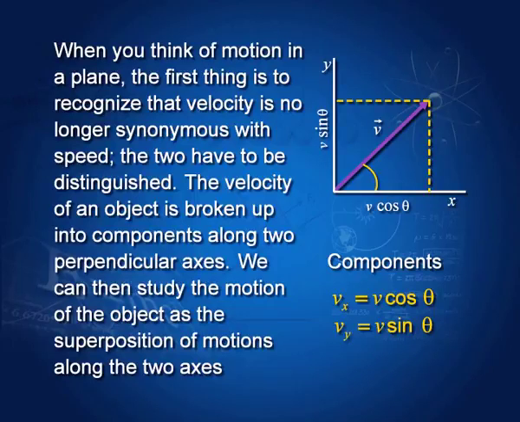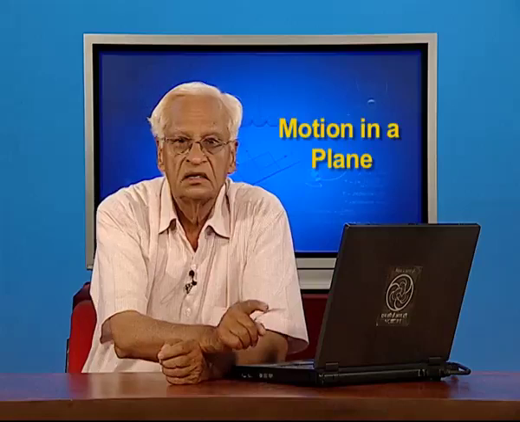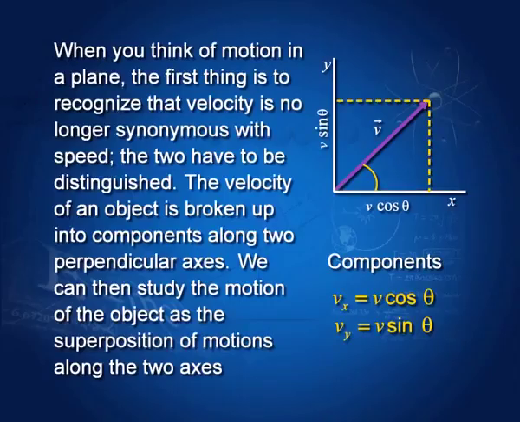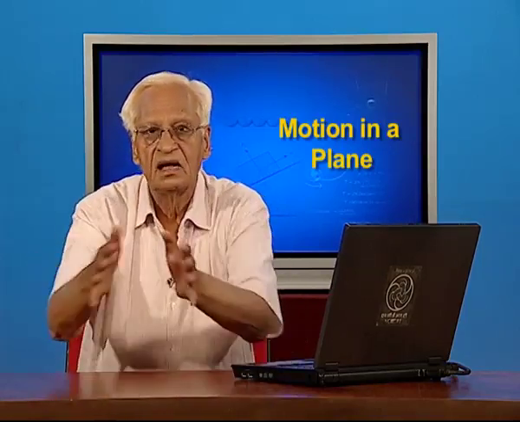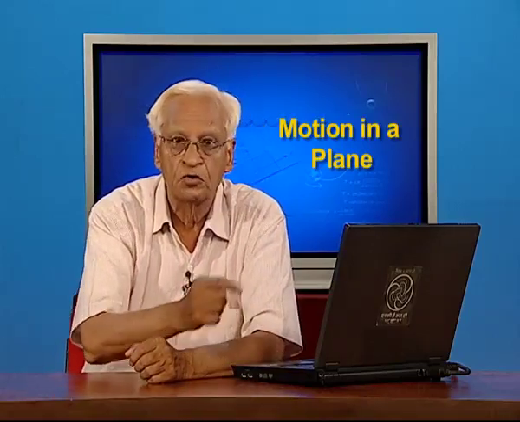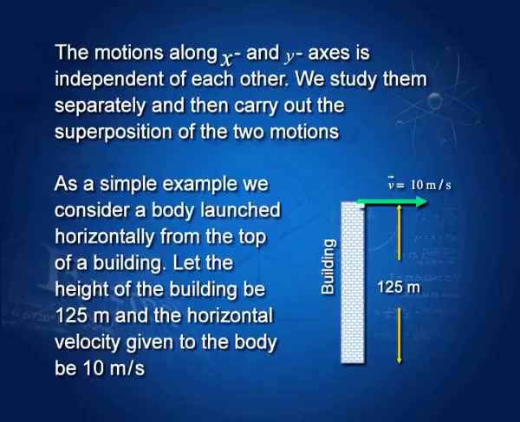In a plane, what we do is we take velocity in whatever direction it is and break it up into two components, one along the x axis and the other along the perpendicular y axis. The components are Vx equal to V cos theta and Vy is equal to V sin theta. And we study the motion along these two components independently and then later on superimpose to find out the actual motion of the body. So, as an example, we take a building which is 125 meters high.